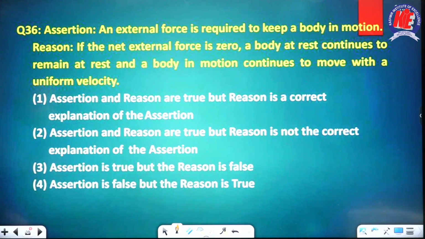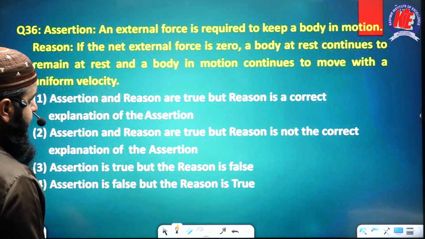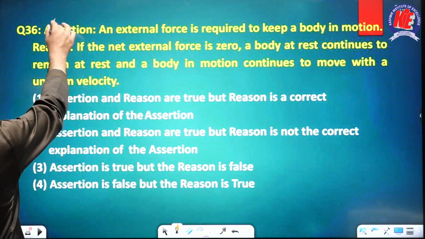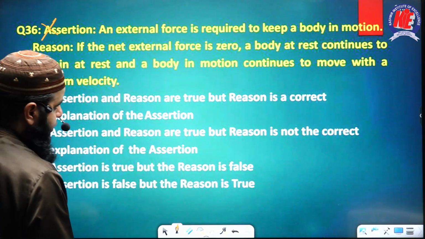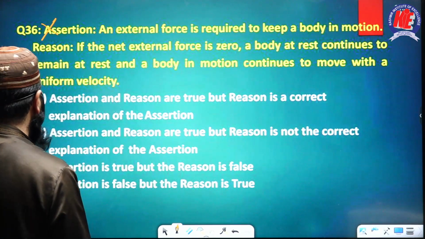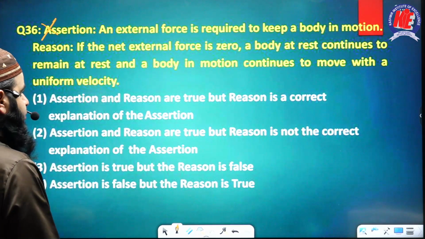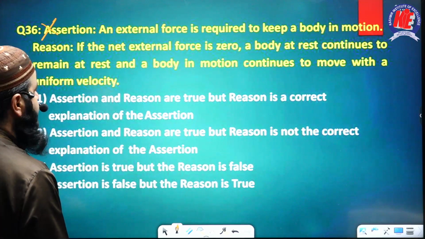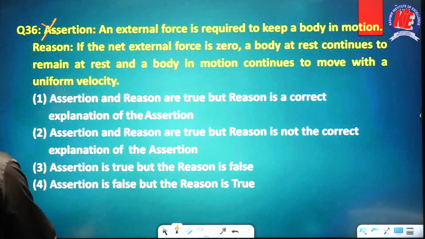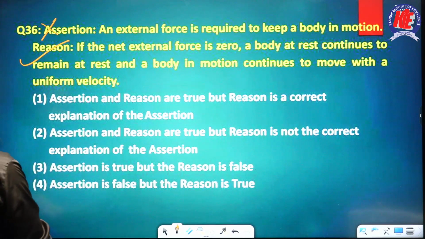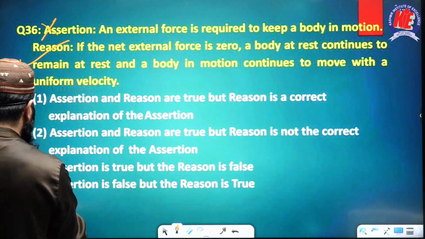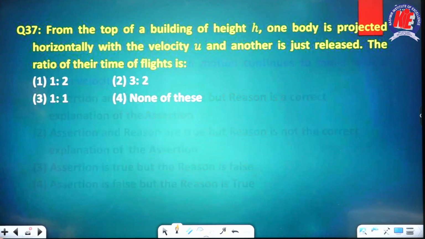Next one please. An external force is required to keep a body in motion. No, it's wrong. Motion can exist without forces, uniform motion. If the net external force is 0, a body at rest continues to remain at rest, and a body in motion continues to move with a uniform velocity. That is million% right. In fact, the first law. So we can say the assertion is wrong or false, but the reason is true. The fourth option. Next one.